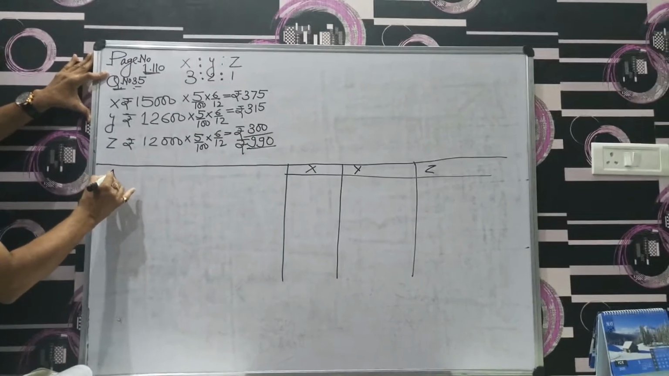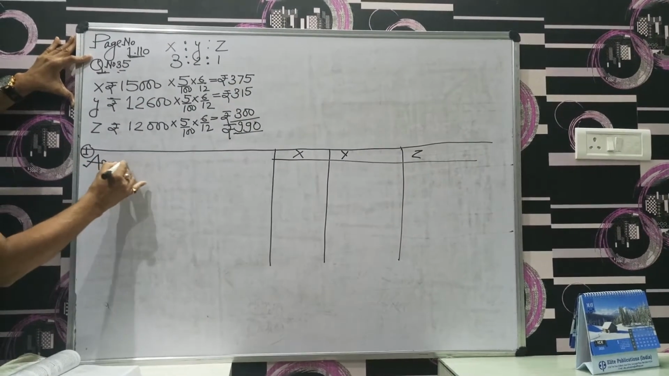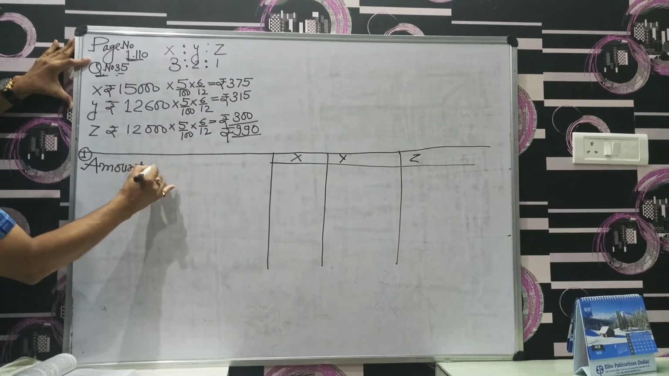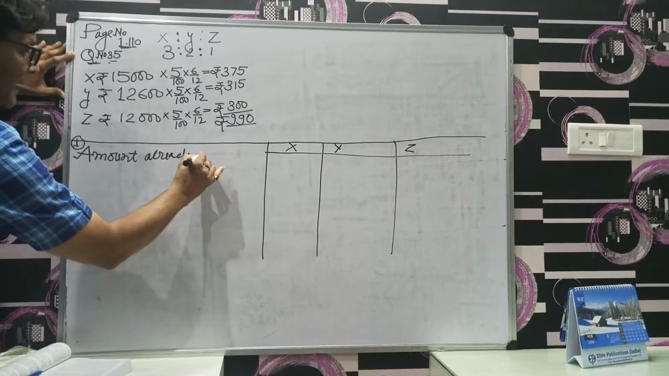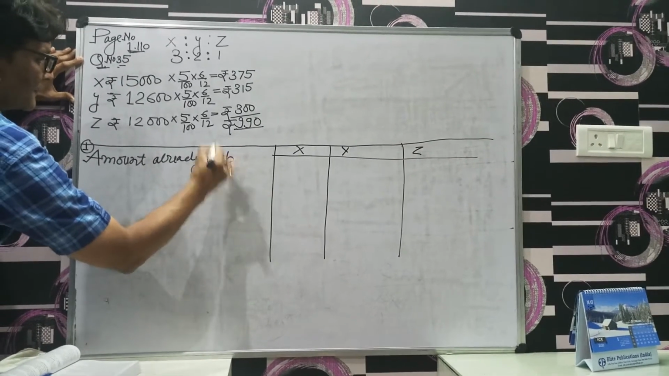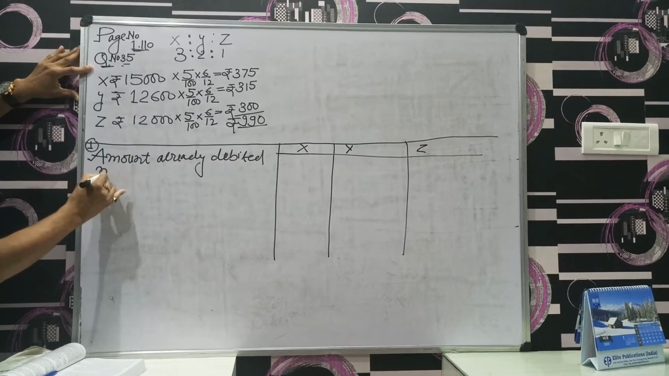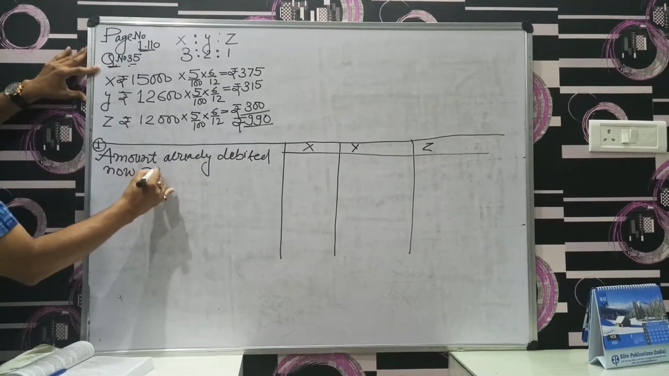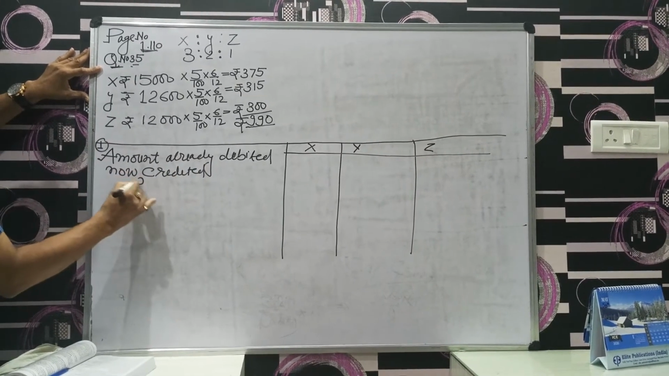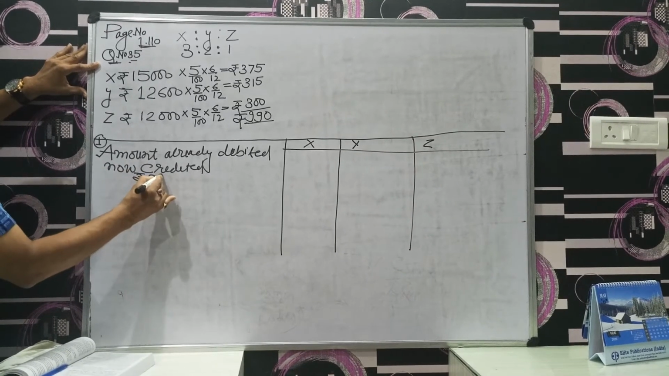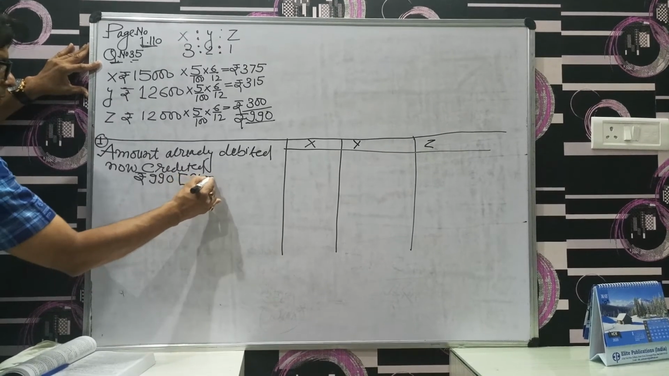So you have to write the amount, first point. This is your first point. Amount already debited, now credited. First step. What is the amount? 990 would be credited in the ratio 3:2:1.